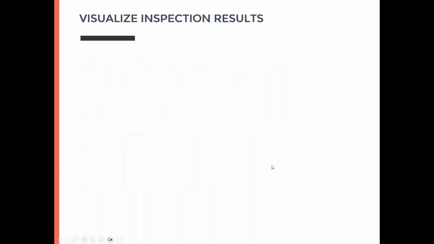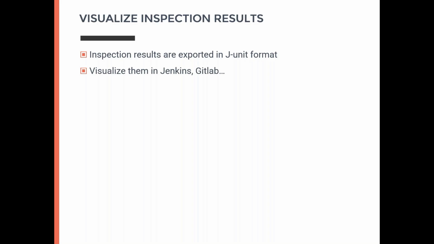When this is done, you will run the code analysis and we will export the results if needed. You can view the result in the UI, of course. But if you need, we can export them in a standard format corresponding to a tool called JUnit. And this type of format is understood by most automation servers, including Jenkins, GitLab, etc.